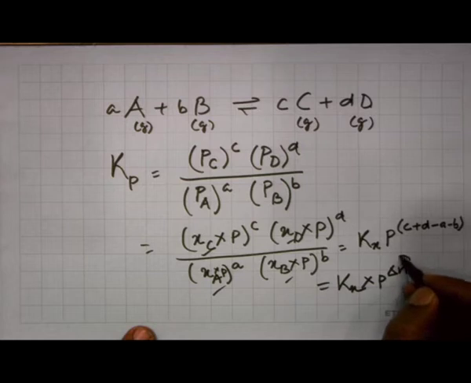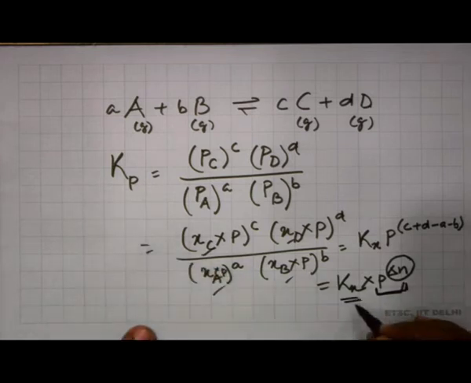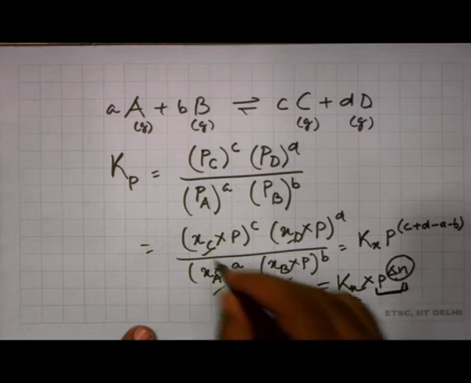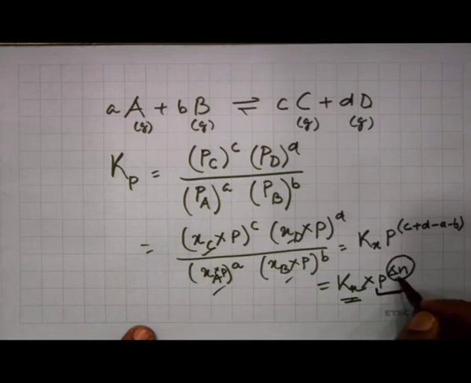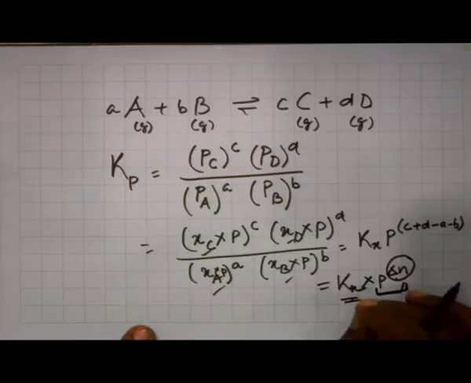Just look at this, if delta n is positive, what does that mean? This term will be greater. If I increase the pressure, this term will be higher, but Kp is constant. So, what needs to change? Kx will change. If delta n is positive, Kx must decrease, and it will decrease only when product goes to reactant. On the other hand, if delta n is negative, then Kx should increase, since Kp needs to be constant, and Kx will only increase when product is formed in greater amount. So, the reaction will shift.